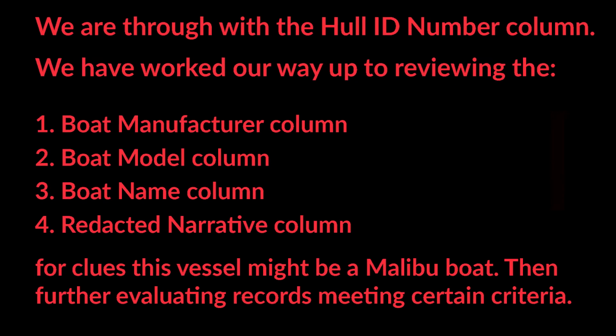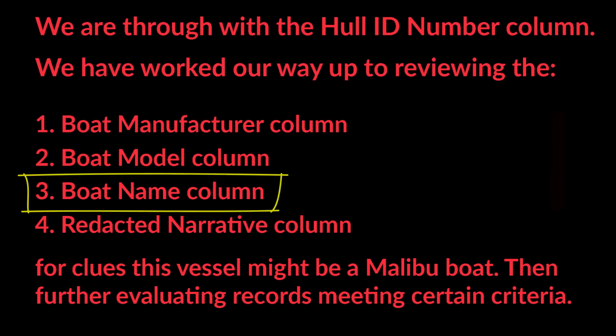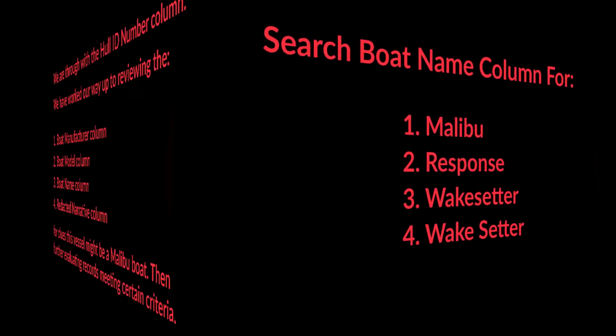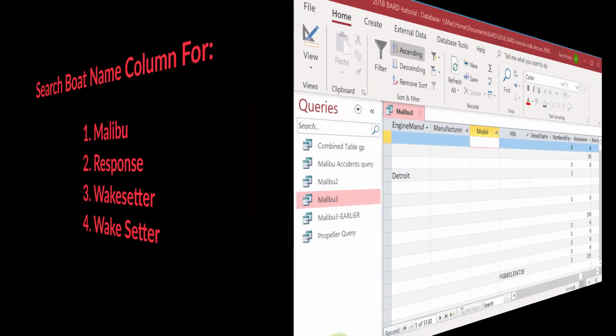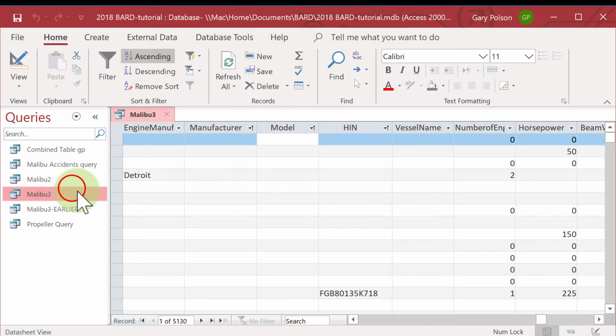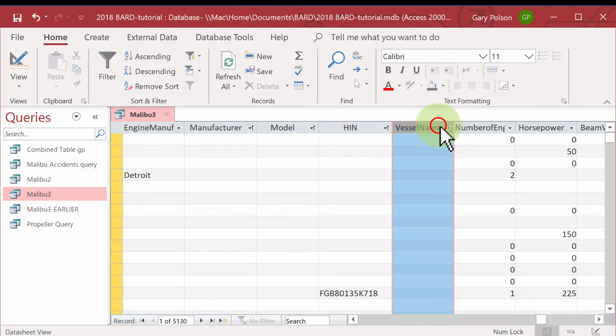Now we've finished the boat model column and we're moving on to the boat name column. Now we're going to search the boat name column for the boat builder's name and for dominant boat model names and their variants. We go back to our Malibu 3 query. We use the A to Z tool in the boat or vessel name column.